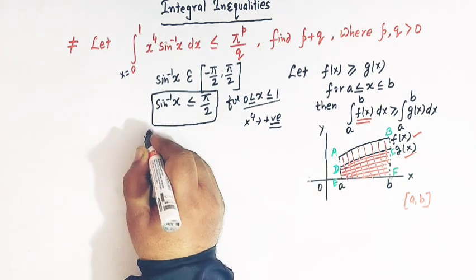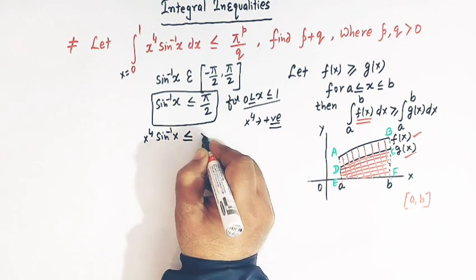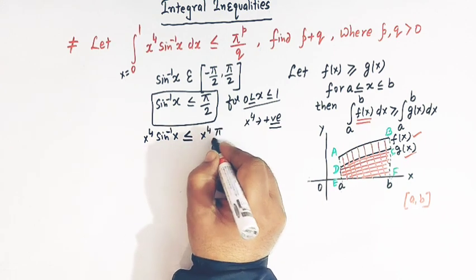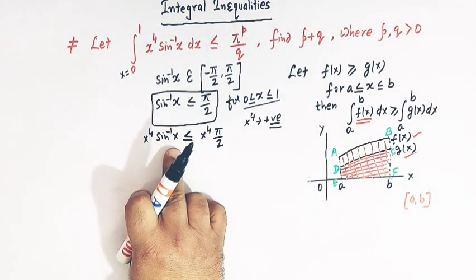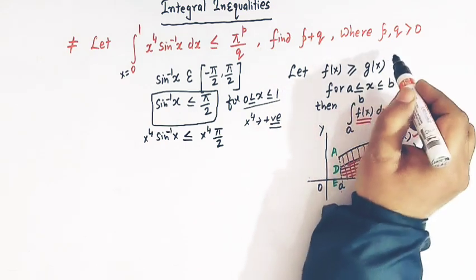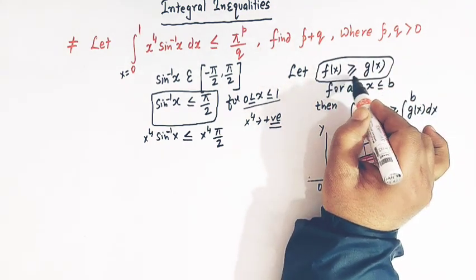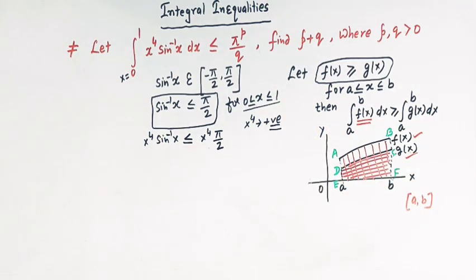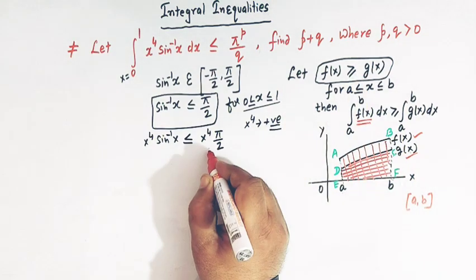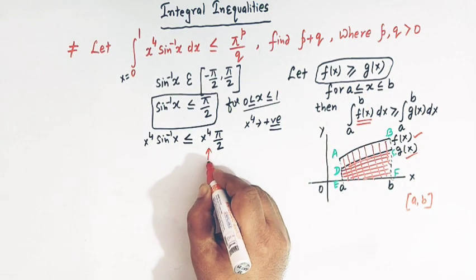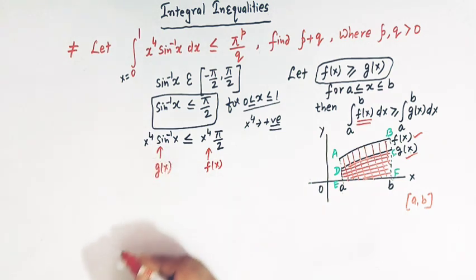So what we will get is x raised to 4 sine inverse x less than or equal to x raised to 4 times pi by 2. So now we have obtained an inequality which is similar to f of x greater than or equal to g of x. Comparing this inequality with that one, we can take this function as f of x and this function as g of x.